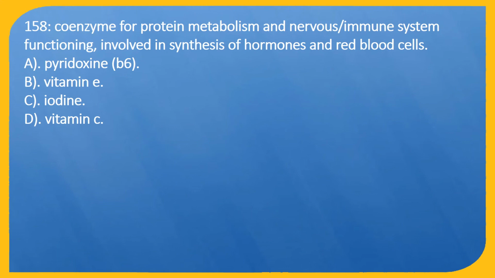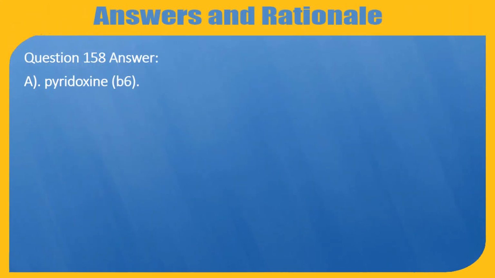Question 158. Coenzyme for protein metabolism and nervous, immune system functioning, involved in synthesis of hormones in red blood cells. A. Pyridoxine, B6. B. Vitamin E. C. Iodine. D. Vitamin C. Question 158. Answer: A. Pyridoxine, B6.